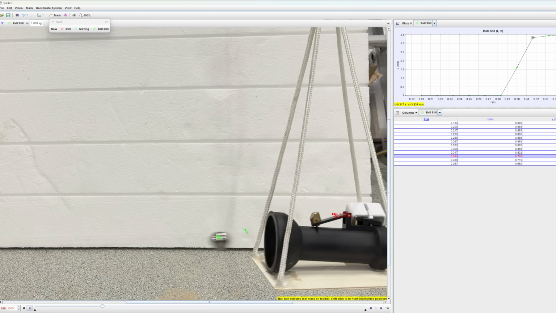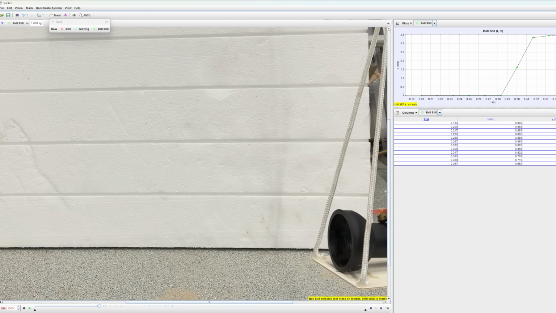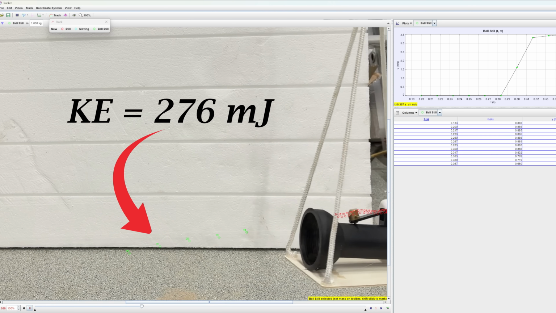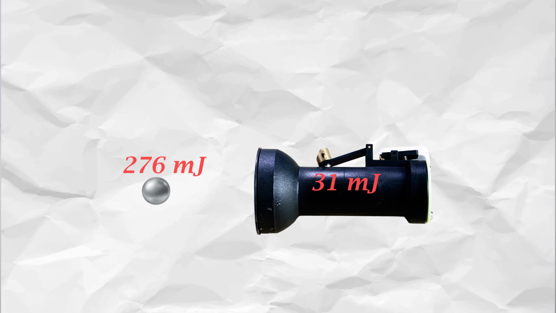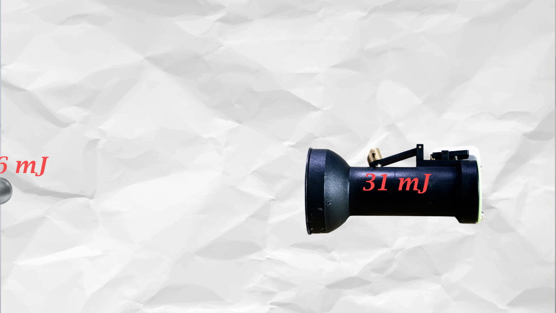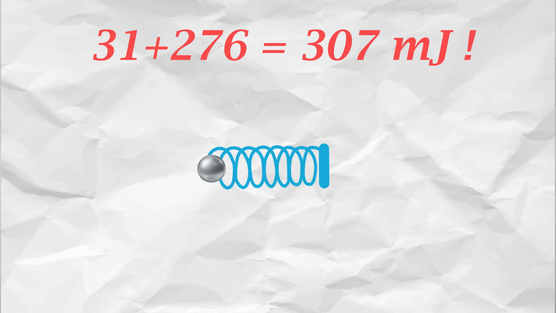In the standing still rocket case, the ball goes from 0 to 3.5 meters per second. That corresponds to a gain of about 276 millijoules of kinetic energy. Now things make sense again. So the rocket gained 31 millijoules and the ball gained 276 millijoules. Together that adds up to about 307 millijoules, which is almost exactly what you'd expect from the energy stored in the spring. So no energy was magically created. Some of the spring energy went into moving the rocket and some went into moving the ball.